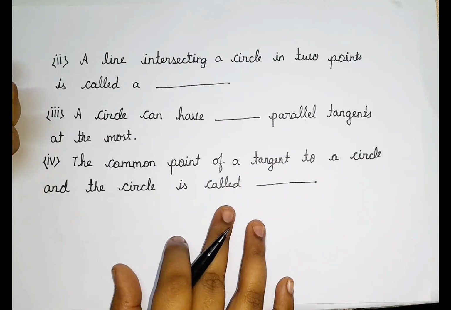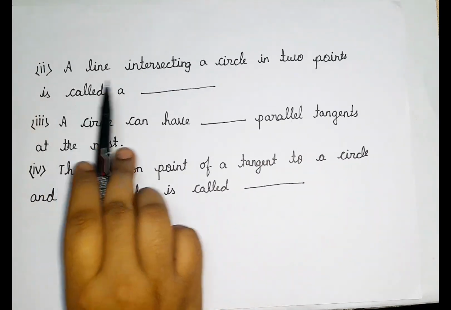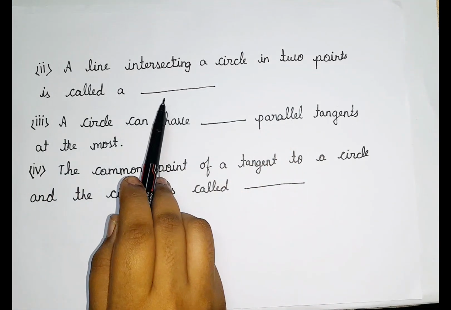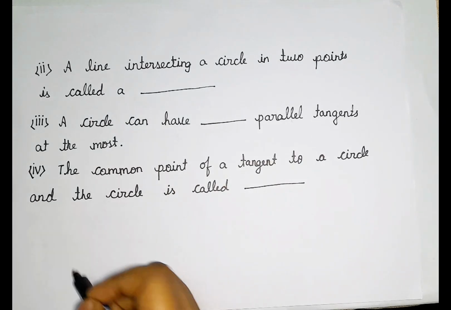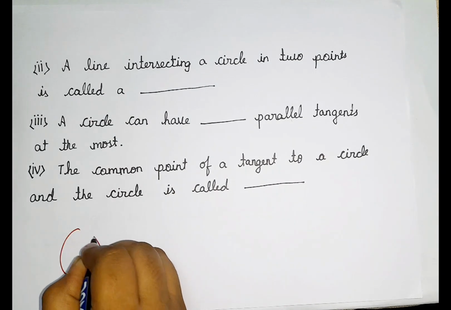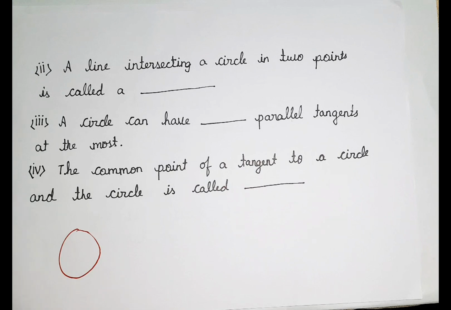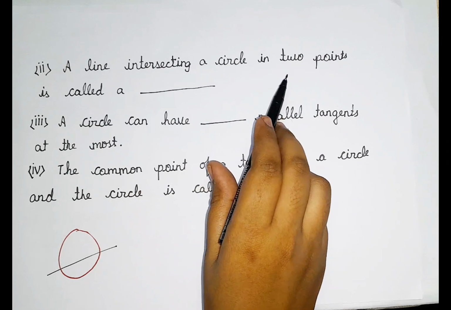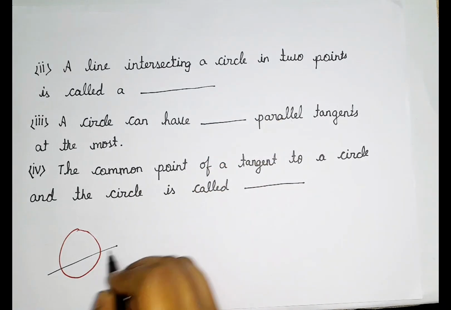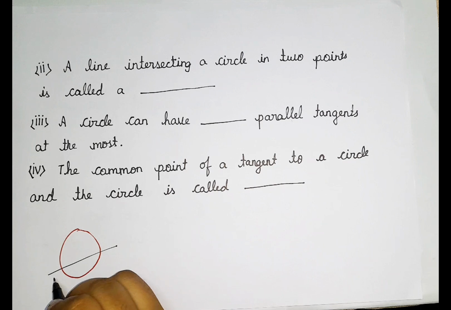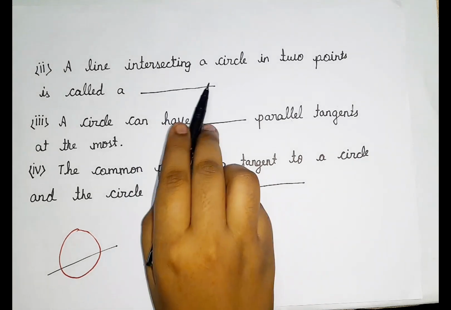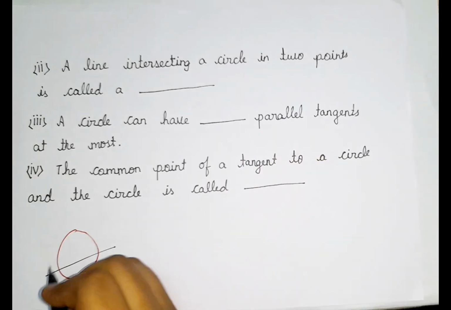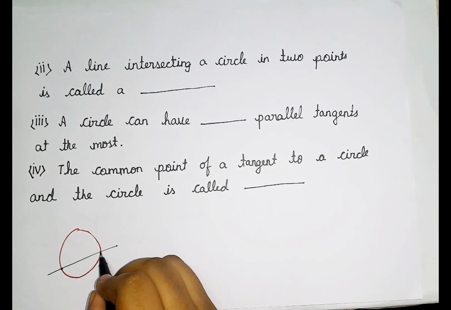Here the second subdivision is: a line intersecting a circle in 2 points is called a dash. So for that let us draw a circle. So this is a circle. Let us draw a line intersecting a circle in 2 points. I just drew a line, right? A line intersecting a circle in 2 points. 2 points means here we have a point and here we have a point, right?